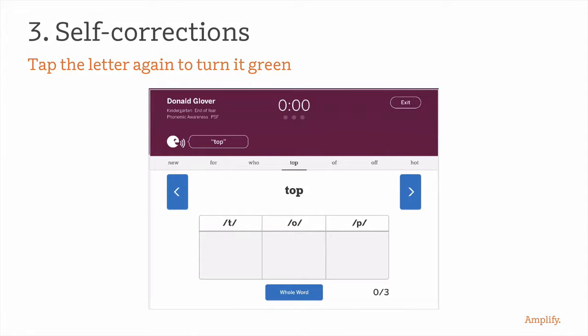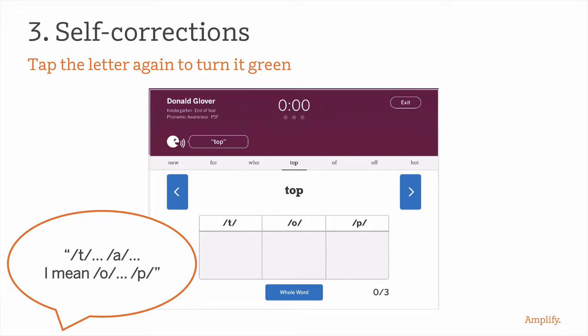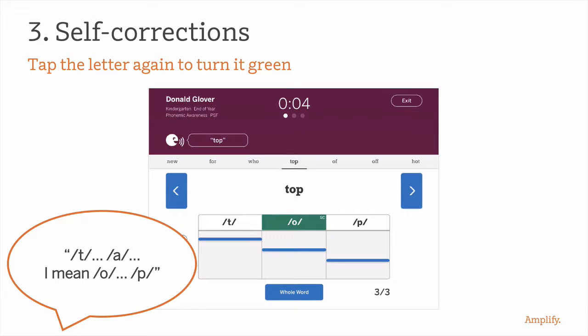Self-corrections. If a student makes an error but corrects it within 3 seconds, tap the sound segment again to turn it green. For example, if the word is top and the student says t, ah, ah, p, draw a single line under all 3 phonemes and tap the ah twice to record a self-correction.